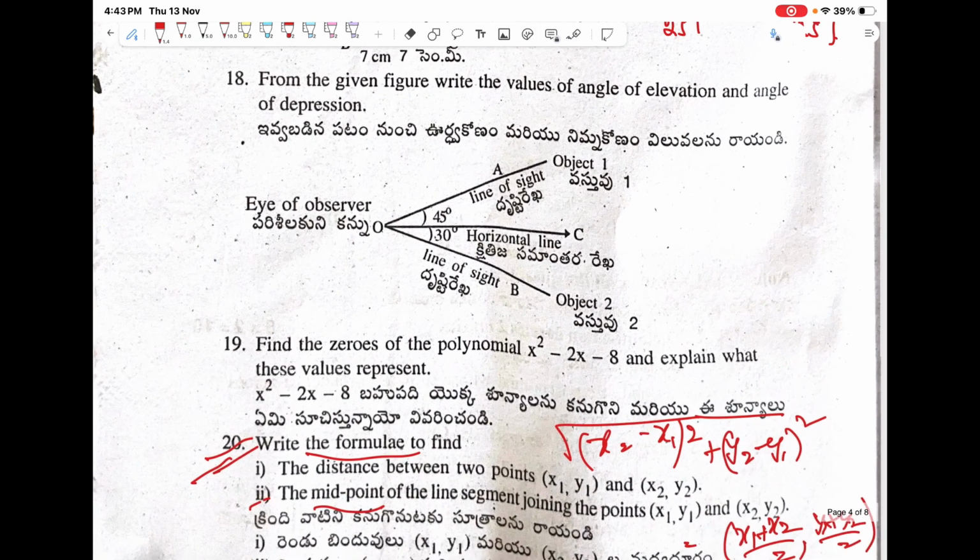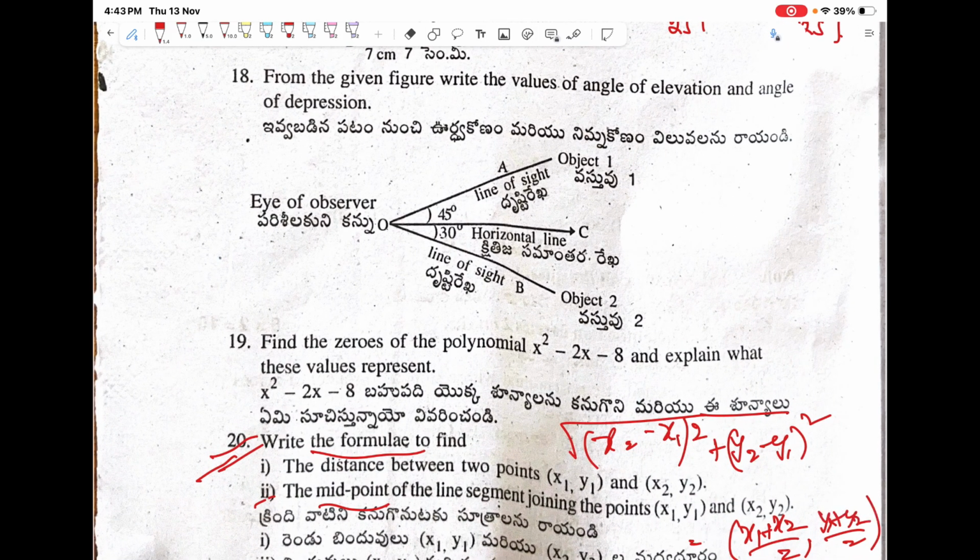Now come to question number 18. From the given figure, write the values of angle of elevation and angle of depression. They are just asking for the angle of elevation and angle of depression. So angle of elevation: when the observer's eye looks at an object above the horizontal level, then it is the angle of elevation.